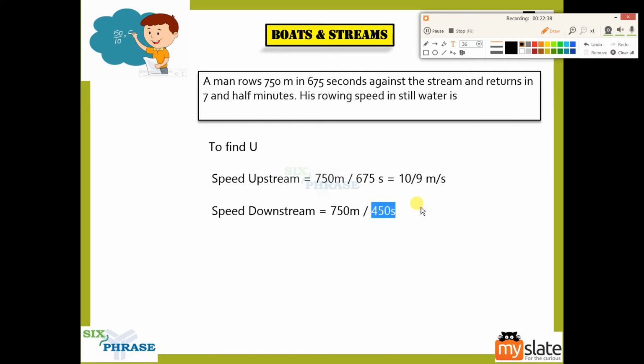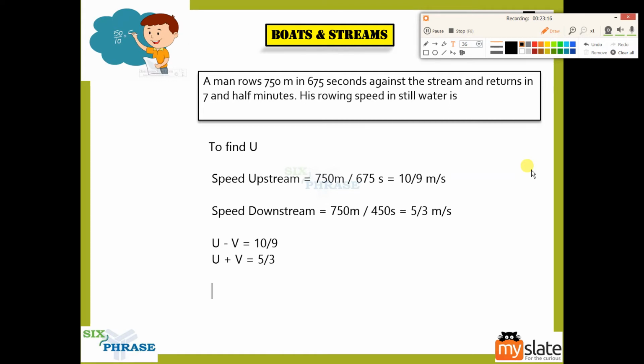What is this then? Even these two are divisible by 75, so this will give you 10 by 6 meters per second, or I could also say it is 5 by 3 meters per second, right? So we have this case. Now you need to find u. So u plus u minus v is 10 by 9, and u plus v is equal to 5 by 3. Now you just have to add them.